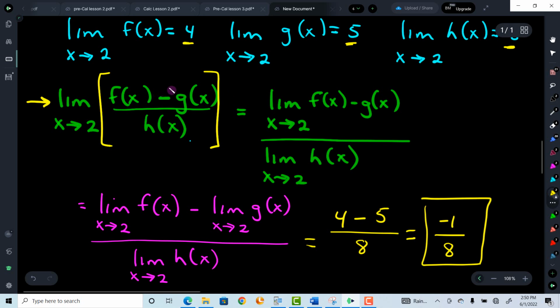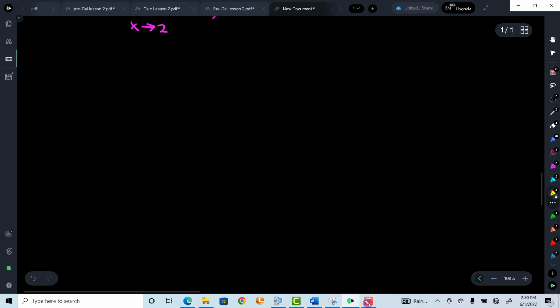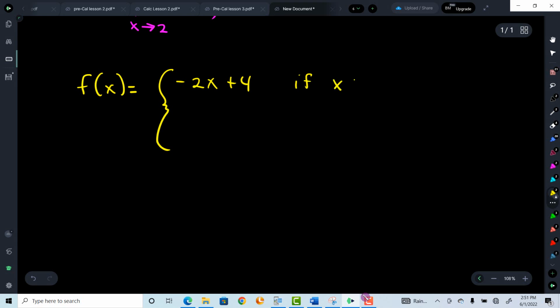Let me give you a piecewise example before we stop. Let me check the time. Okay, just about right. So let's say that we have f of x equals, we're going to make this a piecewise function, negative 2x plus 4 if x is less than or equal to 1, and it's going to equal the square root of x minus 1 if x is greater than 1.